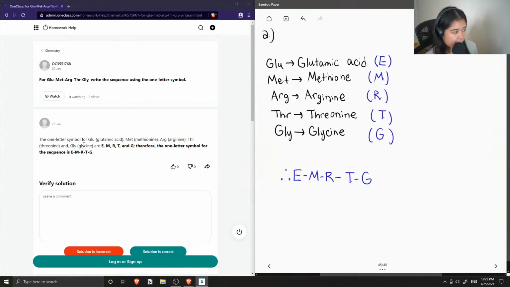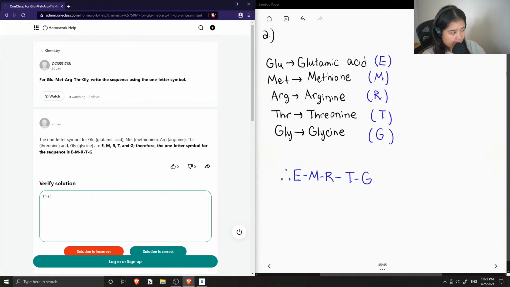And the junior tutor said that the one-letter symbols for glutamic acid, methionine, arginine, threonine, and glycine are E, M, R, T, and G. Therefore, the one-letter symbol for the sequence is EMRTG. Yep, so this solution is correct.